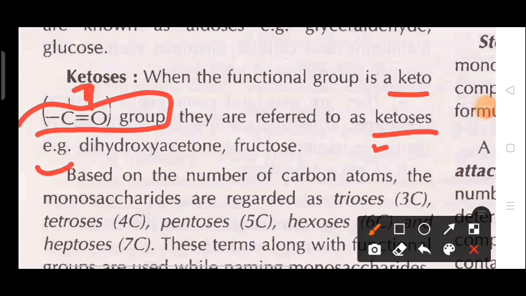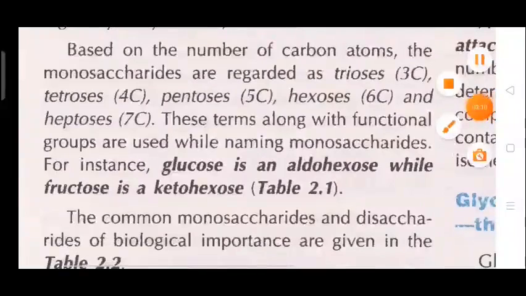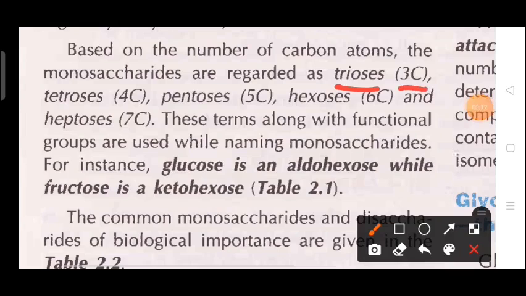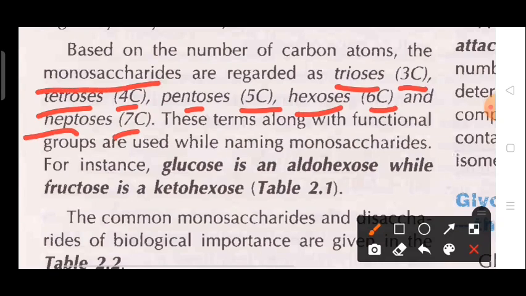Based on the number of carbon atoms present in these molecules, they are classified as trioses when 3 carbon atoms are present, tetroses when 4 carbon atoms are present, pentoses if 5 carbons are present, hexoses with 6 carbons, and heptoses when 7 carbons are present in the monosaccharide. These terms along with the functional group are used while naming monosaccharides.